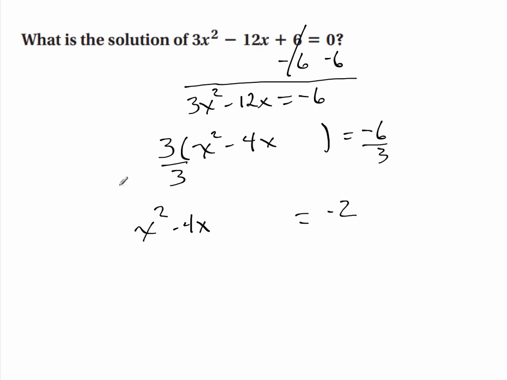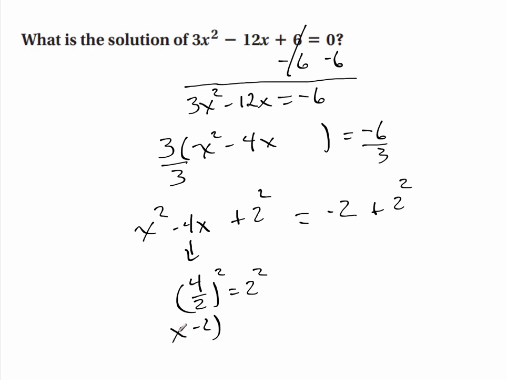Now you see how I leave that space there? Because I'm going to take this number right here, 4, divided by 2, and square it. Well, 4 divided by 2 is 2 squared. So I'm going to add 2 squared to both sides. So my left side becomes (x minus 2) quantity squared is equal to 2. So x minus 2 is equal to plus or minus the square root of 2. So x is equal to 2 plus or minus the square root of 2.